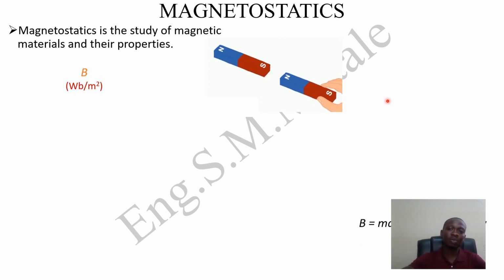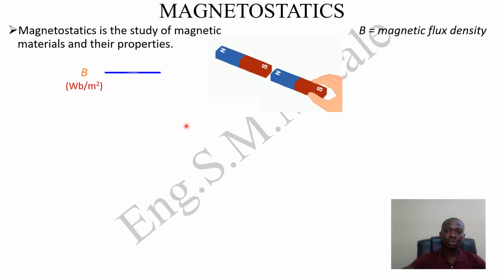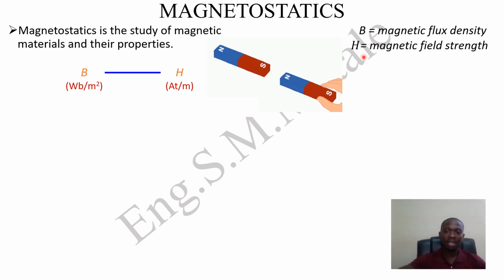We are going to start with this parameter, which I'm calling the magnetic flux density. Magnetic flux density has capital letter B as a symbol, and the units are Weber per meter squared. This will relate to another property, which we are calling H, and the name of that one is the magnetic field strength. The magnetic field strength has units called ampere turns per meter.